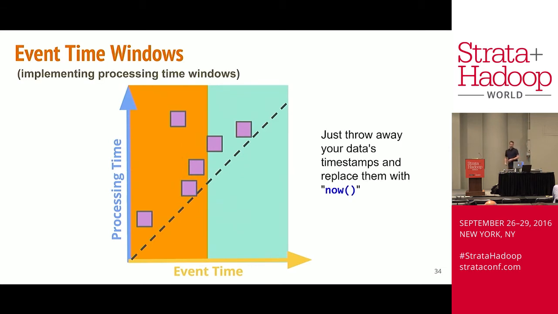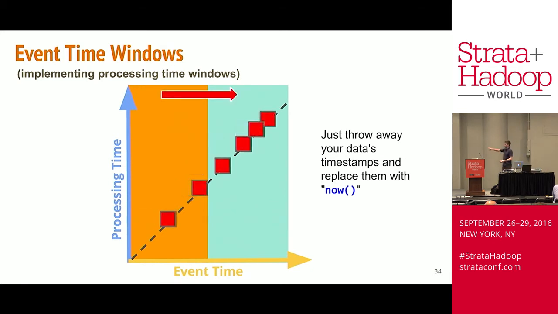Now, if you really want processing time windows, it's actually really easy to achieve them because you can finagle the timestamps in Beam. You just throw away your data or your metadata, and you push all the elements onto this real-time line. It actually represents a different event. This is the event, the datum that describes when we found out about it. It's a reasonable thing. It's just not what you probably want.